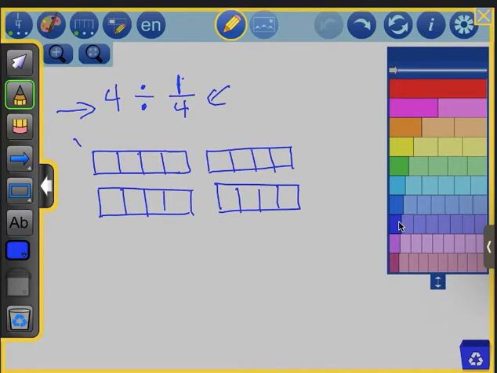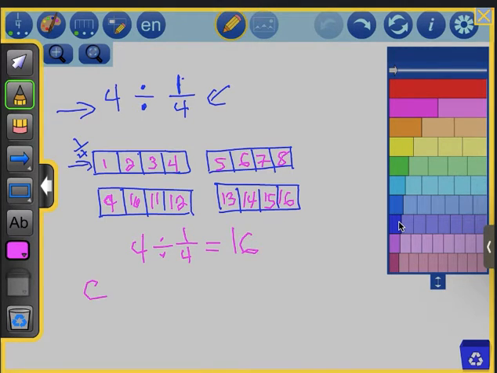And each is equal to 1/4, right? They're all equal to 1/4. So how many 1/4 fit into 4 wholes? Well, I have 1, 2, 3, 4, 5, 6, 7, 8, 9, 10, 11, 12, 13, 14, 15, 16. So 16 1/4 fit into 4 wholes, right? 4 divided by 1/4 equals 16.